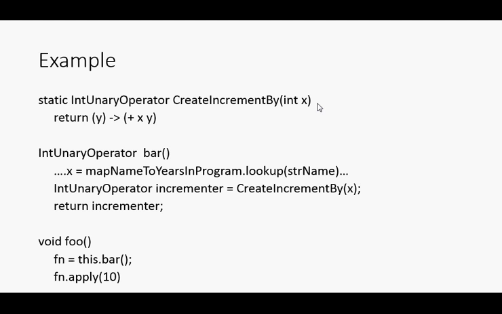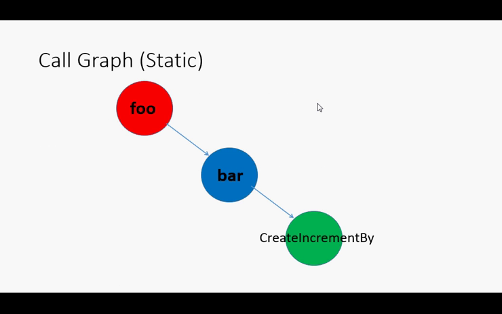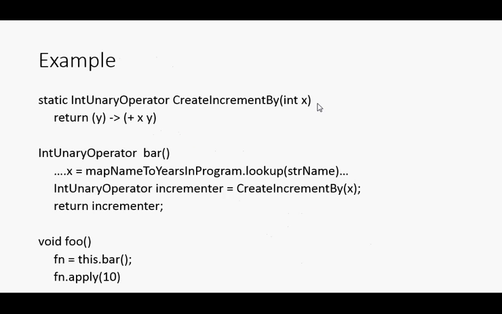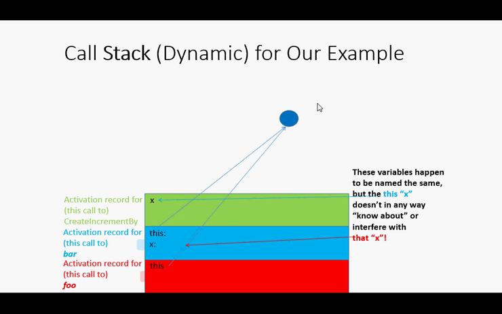Now, all these things we were talking about before, or some of them, with the call stack, plus these factoids, combine to yield the restrictions in Java 8 concerning how you can use anonymous functions and closures. So here we have foo calling bar, calling create increment by. And we're going to imagine the call stack associated with this. So here we have foo down at the bottom, and it calls bar. And bar calls create increment by.